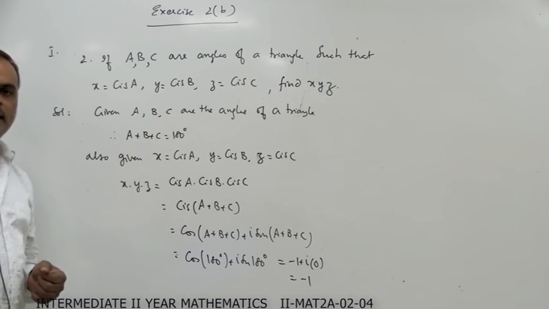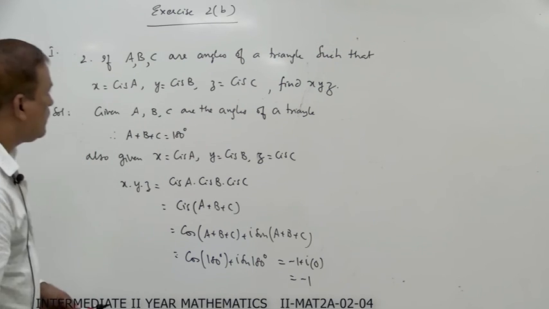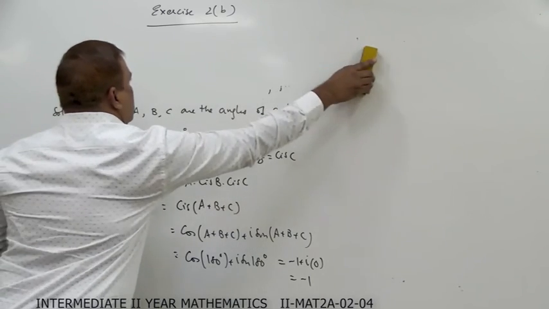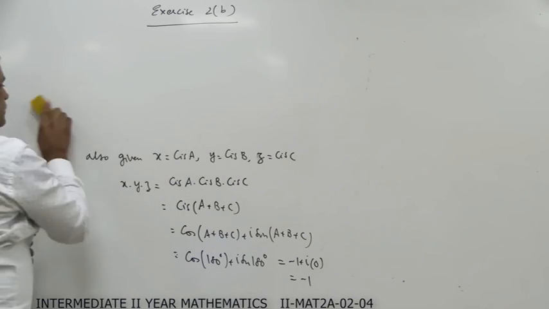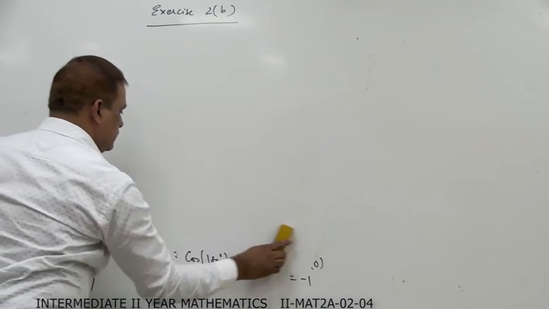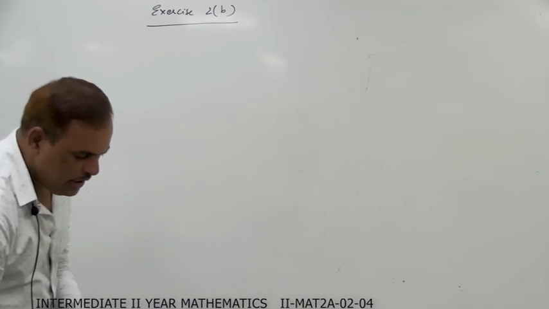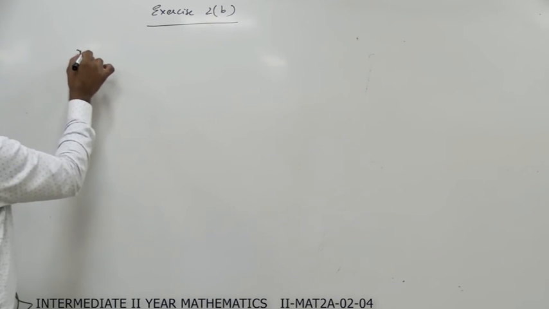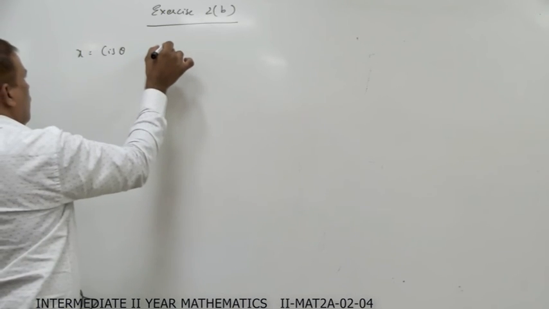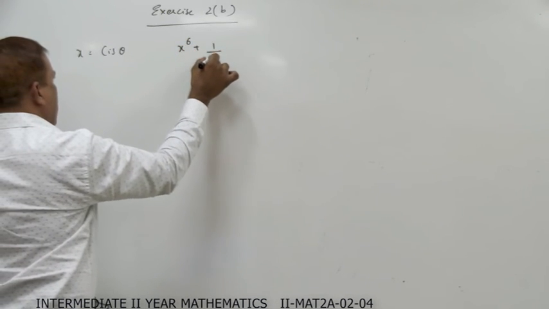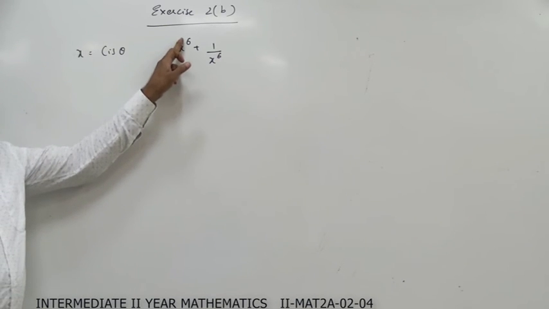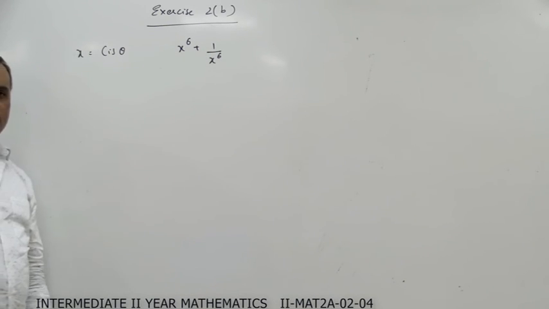Now, let me take the third problem first bit. మూడో ప్రాబ్లం ఫస్ట్ బిట్ రాద్దాం. If x is equal to cis theta, then find the value of x power 6 plus 1 by x power 6. If x is equal to cis theta, find the value of x power 6 plus 1 by x power 6.